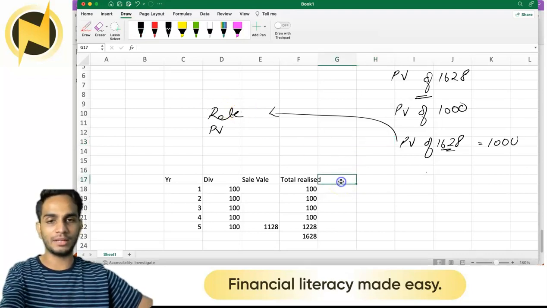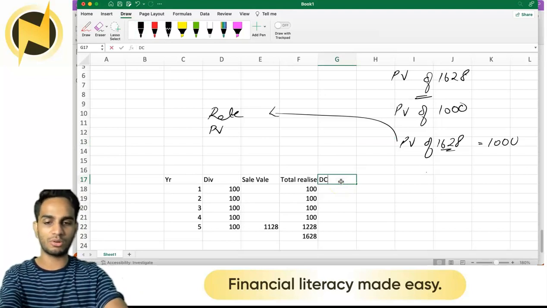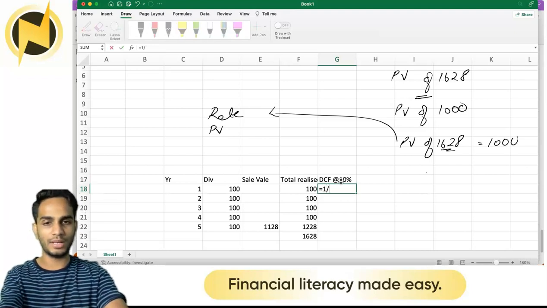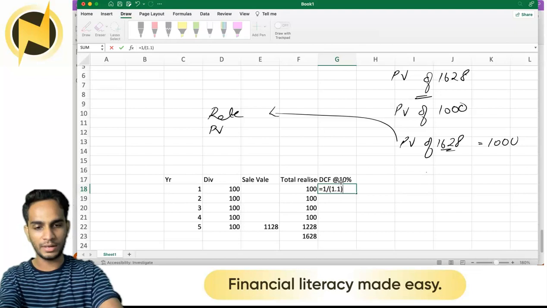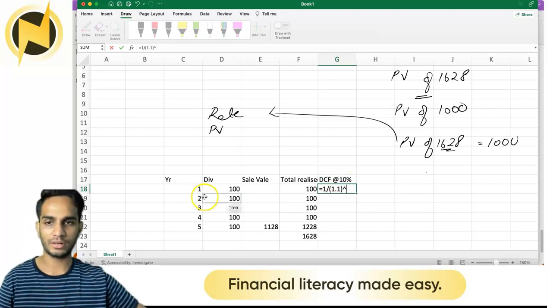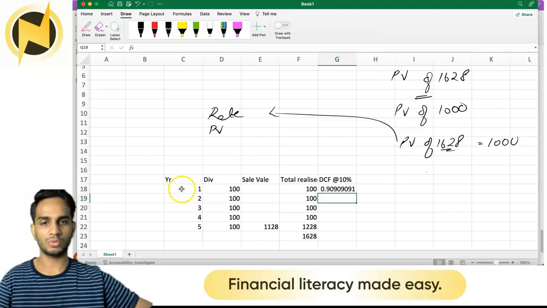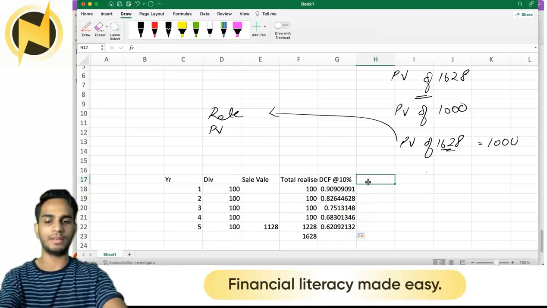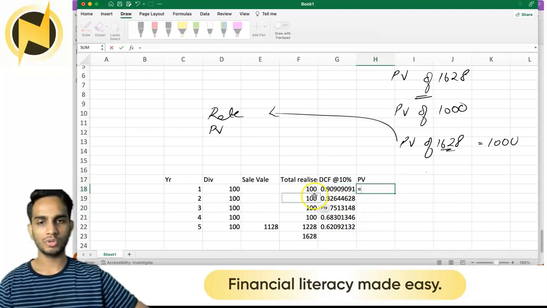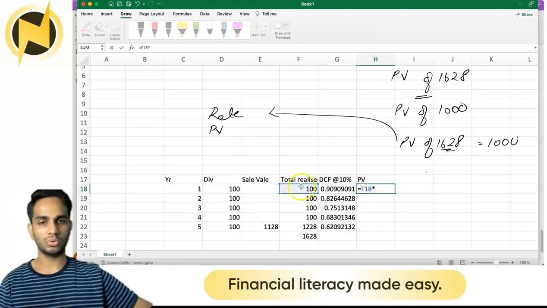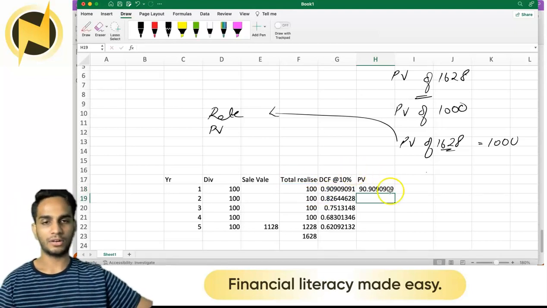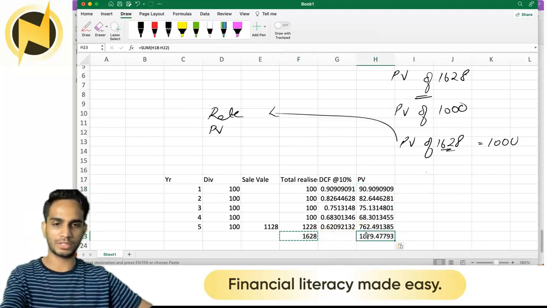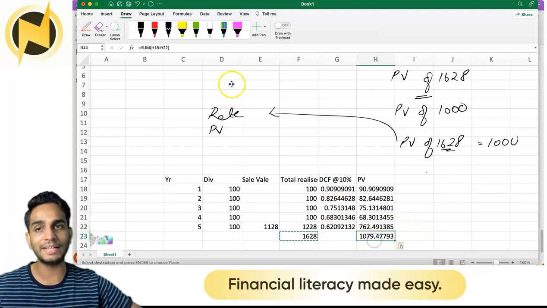Say for first I'm taking 10%. So let's check discounting factors at 10%. What will be the discounting factors? It will be 1 divided by 1.1 raised to your year. So 0.909, like that for all the years. Now what will be my PV? Whatever I have realized into this, correct? So I drag it all the way down, and the sum is, I'm getting it as 1079.